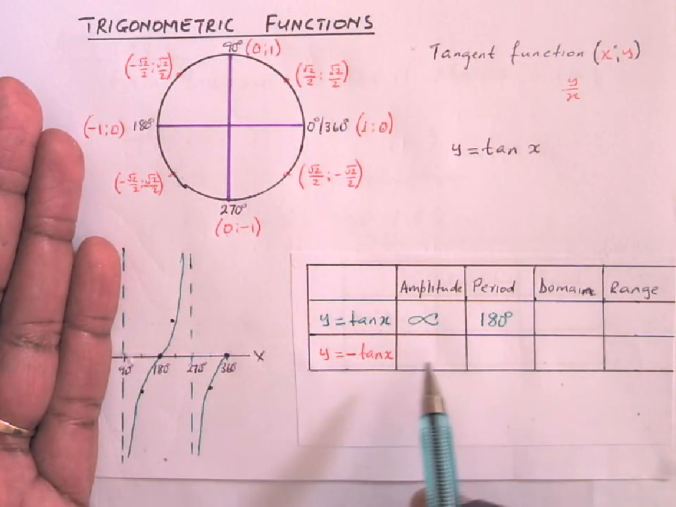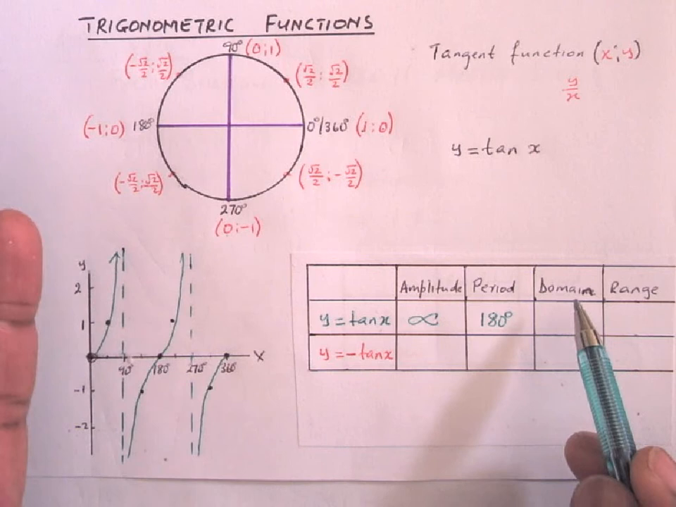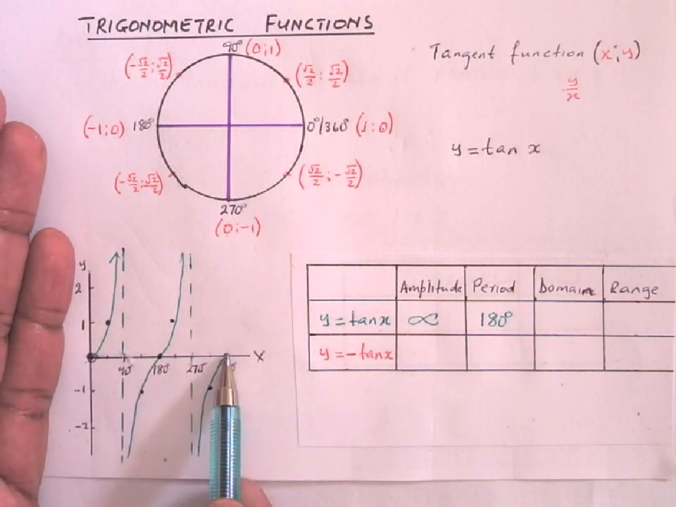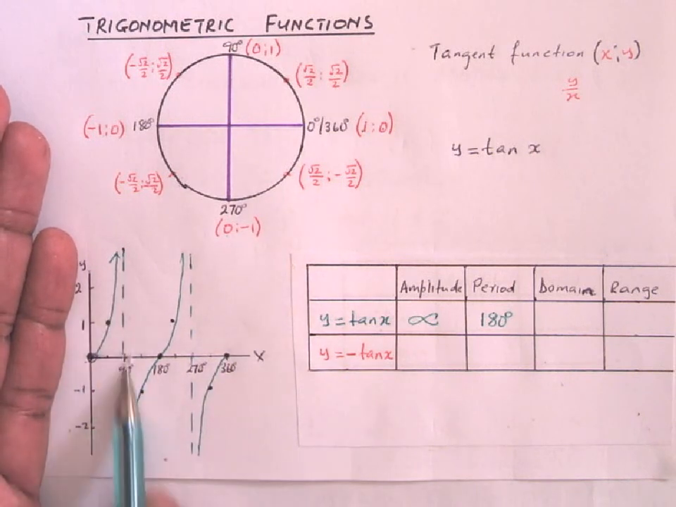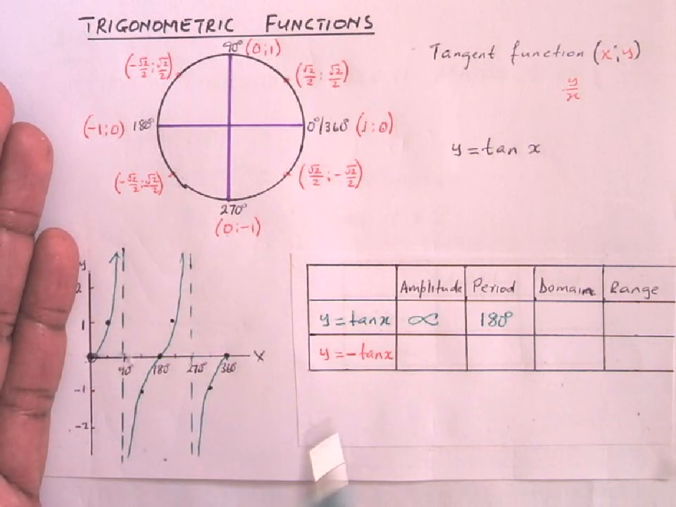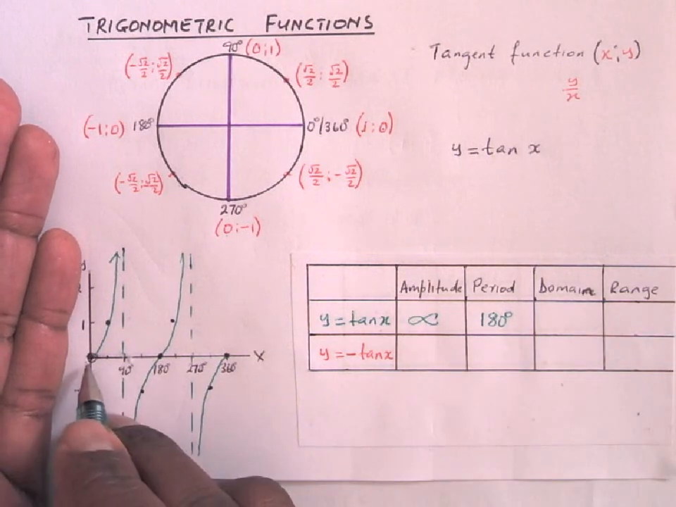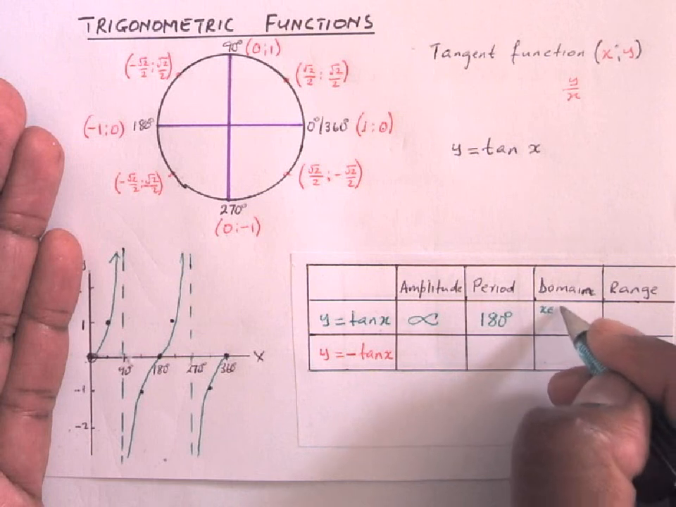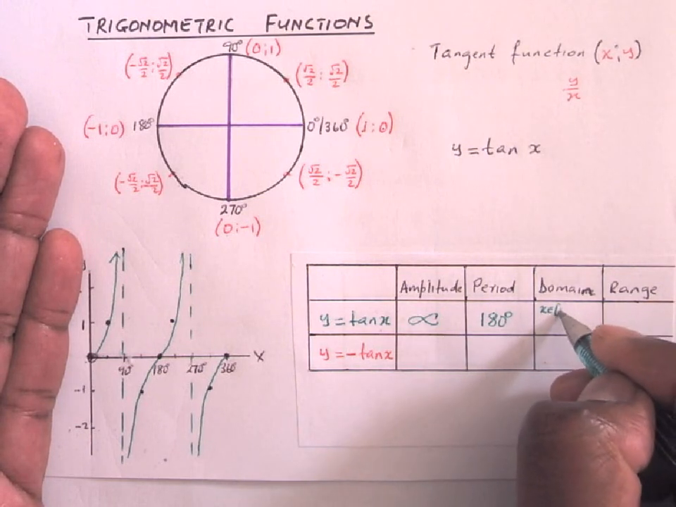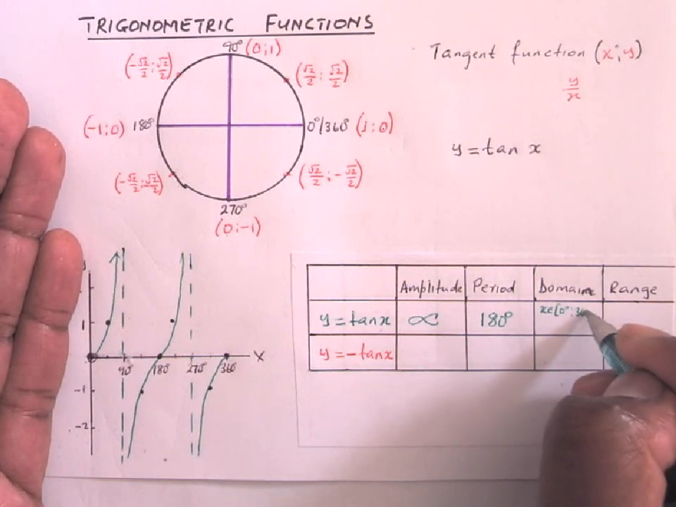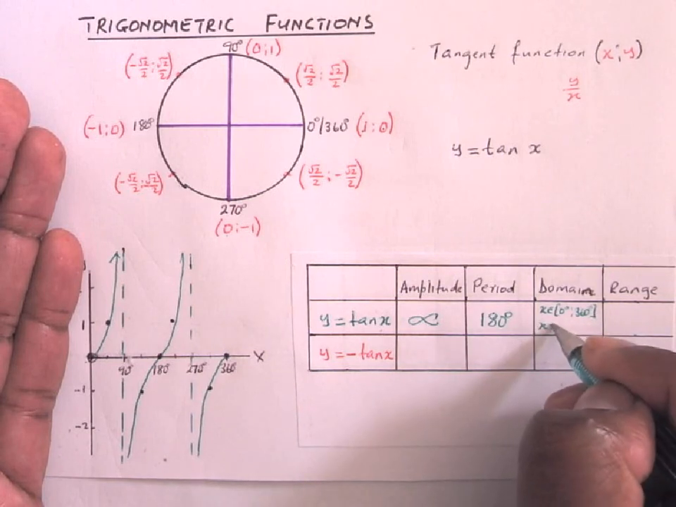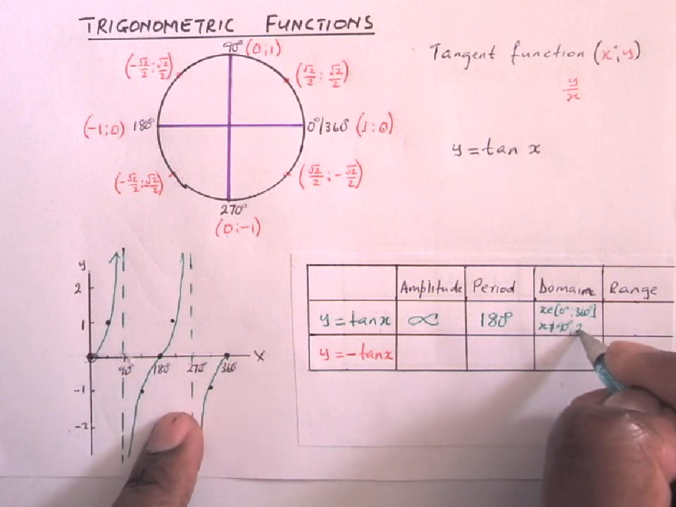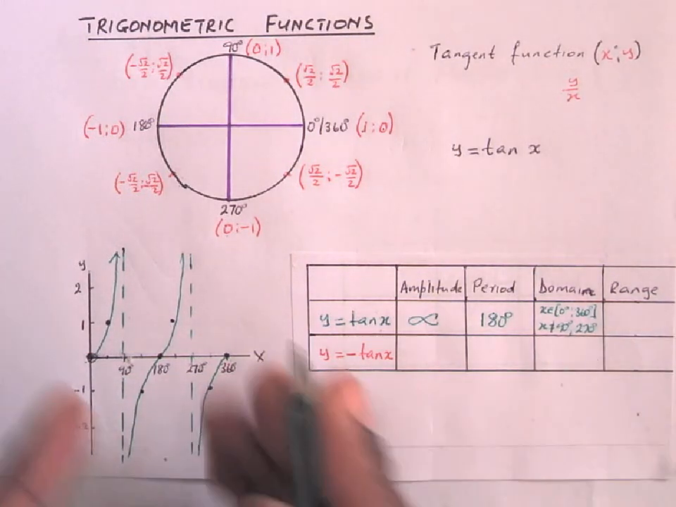So that's 180 degrees. What about the domain? The domain of this graph. The domain are the x values this graph can take. It is taking all the x values from 0 to 360 degrees. But it's got asymptotes we've got there. So the domain are all the x values from 0 to 360. So we can say, so x is an element of 0 degrees to 360 degrees, but x cannot be 90 degrees or 270 degrees. Why? Because there we've got asymptotes.